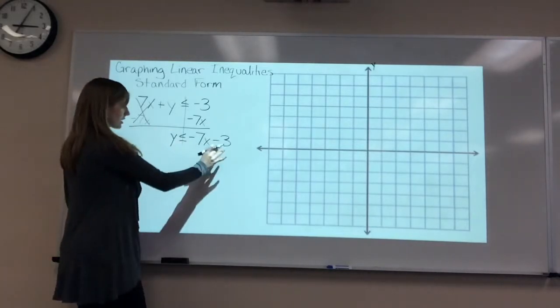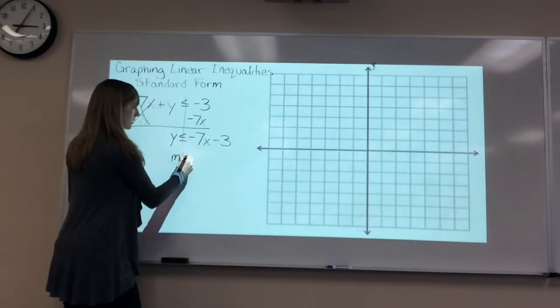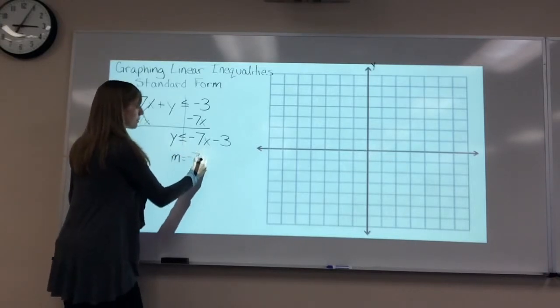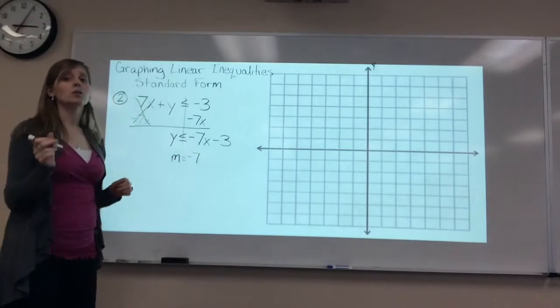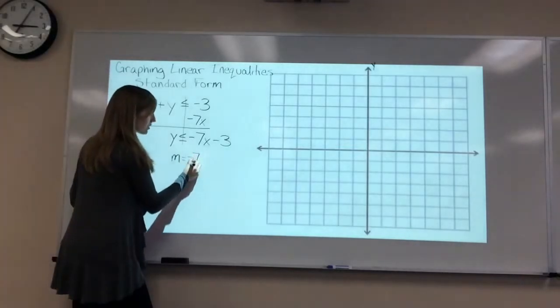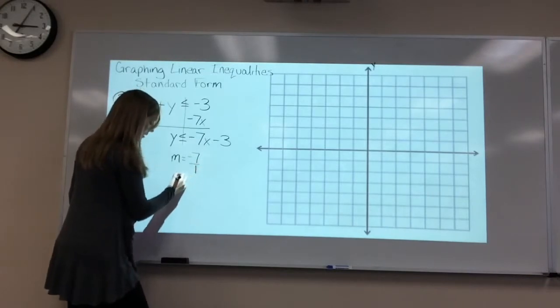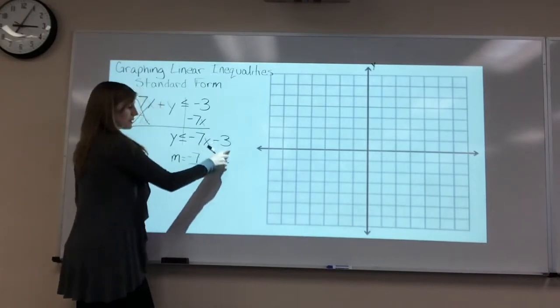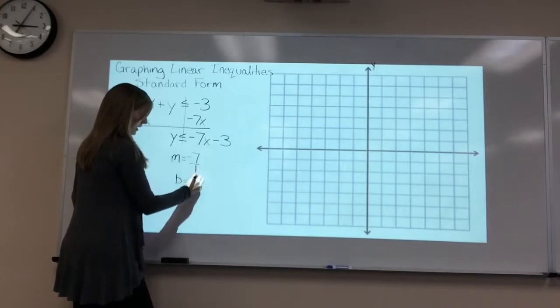So looking at our inequality, my slope is -7. Remember, to make it a fraction, you give it a denominator of +1. So this is -7 over +1. The y-intercept is going to be -3 because it's a -3.